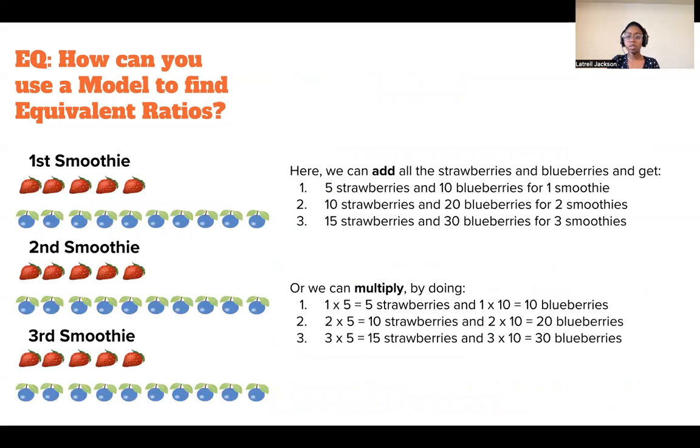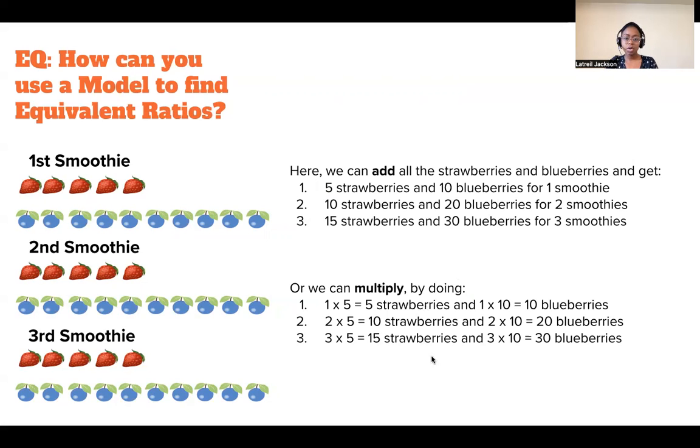So 2 things we can do are add all the strawberries and blueberries or multiply. So let's start with adding. If we add all the strawberries and blueberries, we get 5 strawberries and 10 blueberries for 1 smoothie, 10 strawberries and 20 blueberries for 2 smoothies, and 15 strawberries and 30 blueberries for 3 smoothies.